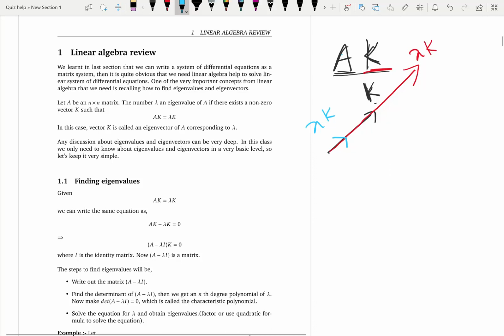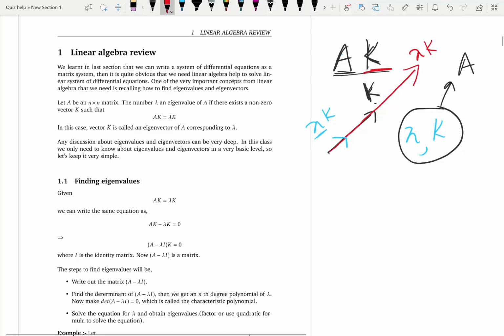So the factor that shrinks or stretches is called an eigenvalue. This lambda is an eigenvalue. The vector K that didn't change direction is an eigenvector. Now one thing to notice: you cannot just say an eigenvalue and eigenvector, okay? They have to be associated with a matrix. Here in this case, lambda and K are an eigenvalue and eigenvector of matrix A, okay?